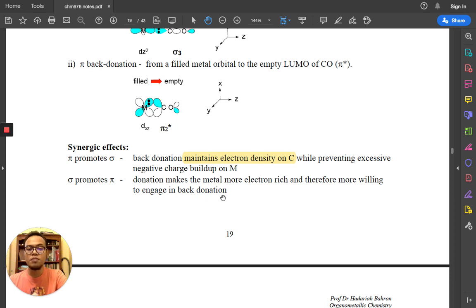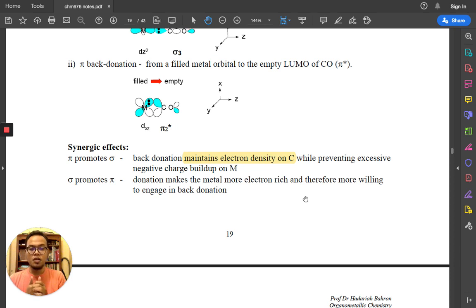The second one is sigma promotes pi. What does it mean? Donation makes the metal more electron rich. When you have the electron donation from your carbon to your metal, your metal is now very rich in electrons, and therefore more willing to engage in back donation, because only when your metals have excessive electrons, negatively charged, are they ready to give back the electrons. We call this the synergic effect.